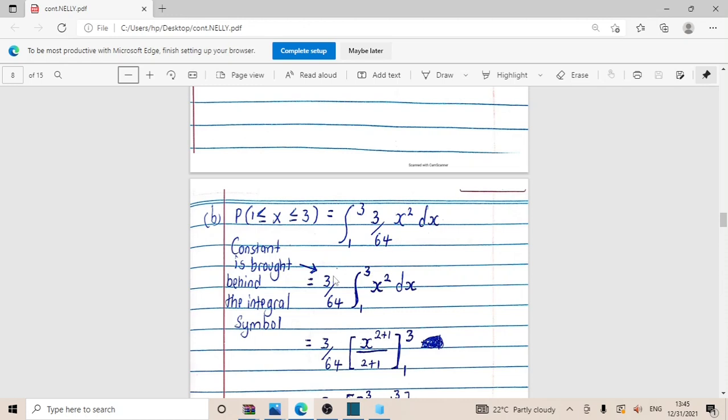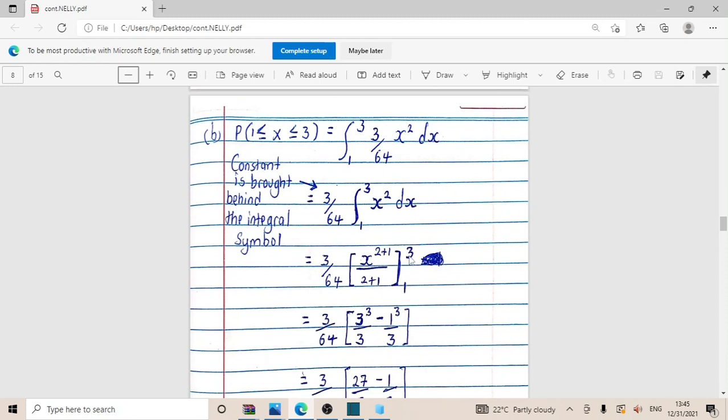So with this, when I'm integrating, first of all, the constant is brought behind the integral sign. I'm going to take this constant behind the integral sign. After doing that, I'll now need to integrate this one first. When I integrate, I told you I add 1 to the power, divided by that new power. Then square brackets, I say my upper limit and the lower limit.